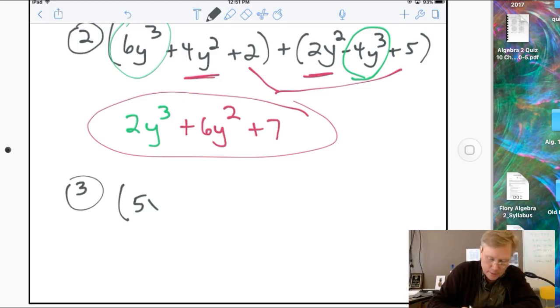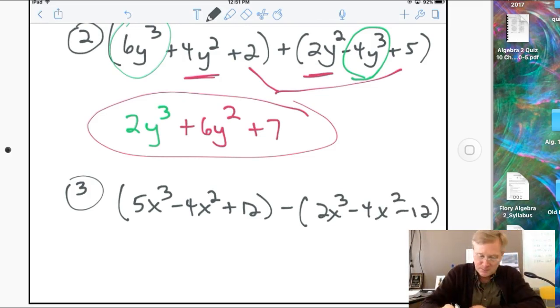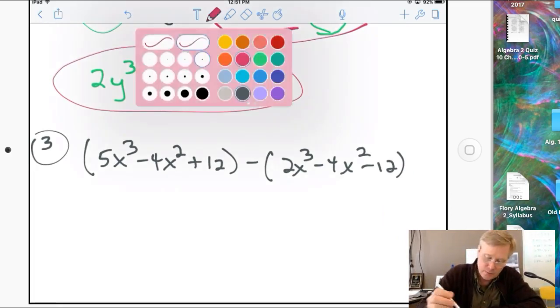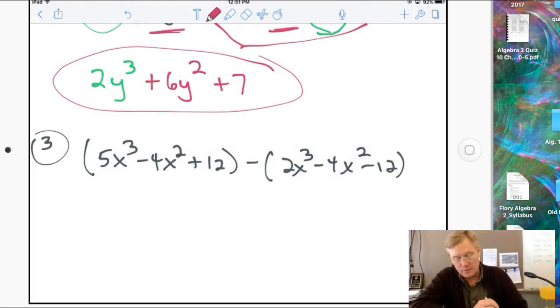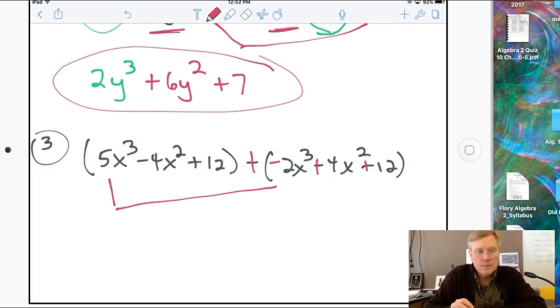Second one, (5x to the third minus 4x squared plus 12) minus (2x to the third minus 4x squared minus 12). Okay, so this one is a subtraction problem, which makes it a little different. I like to change all the signs. If you want to go 5x to the third minus 2x to the third, you can. I prefer to change all the signs in the second set of parentheses like that, and change the subtraction between the two parentheses to a plus. And now I can simply combine like terms, and that takes care of all those double negatives, which can be kind of tricky. So I like doing it that way.